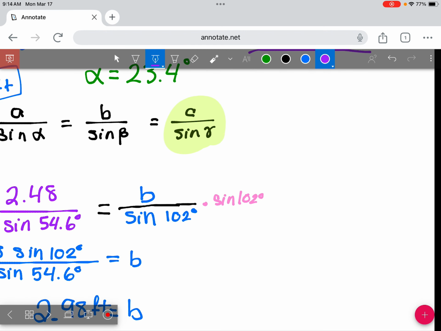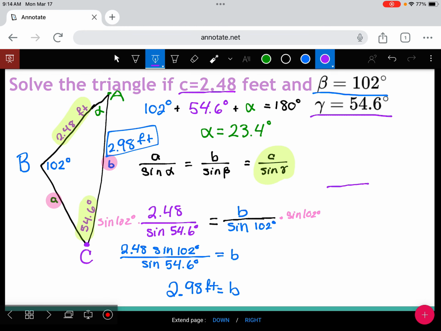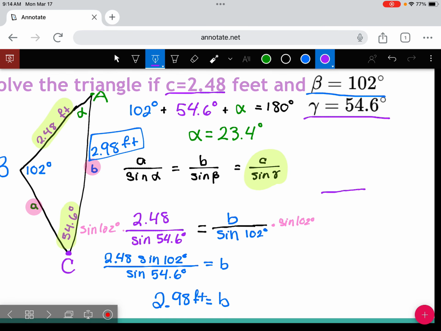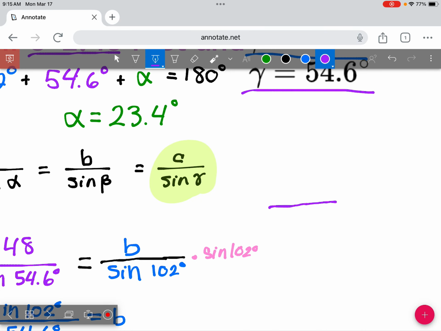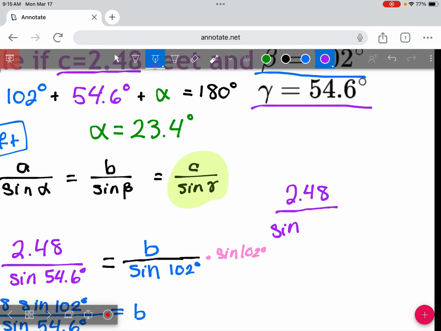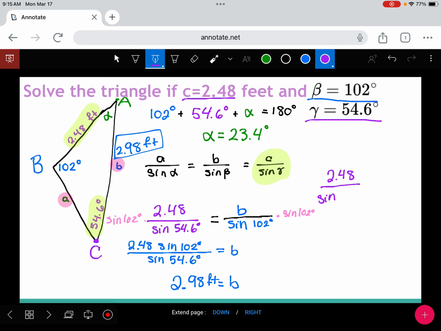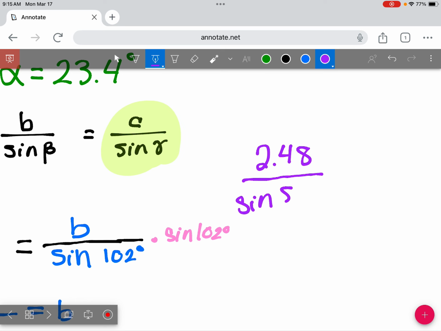So when I'm setting up to find alpha, I'm going to keep using... We good, guys? Anthony and Lena, we good? Okay. Just checking. Making sure. We've got our 2.48 over our sine of 54.6.